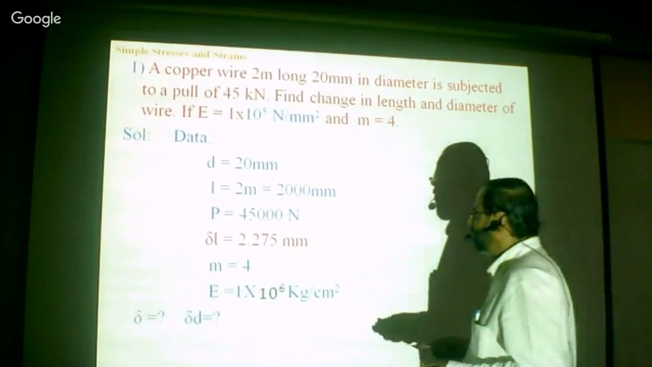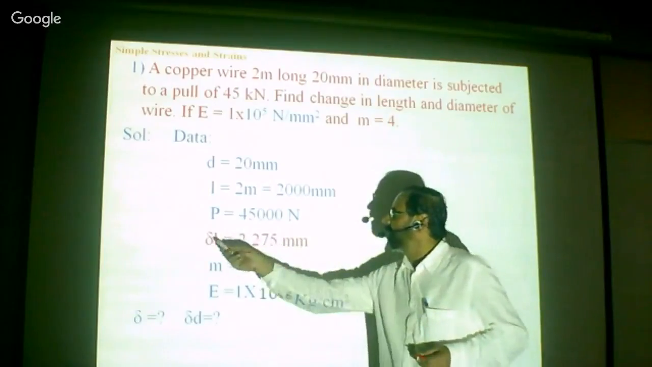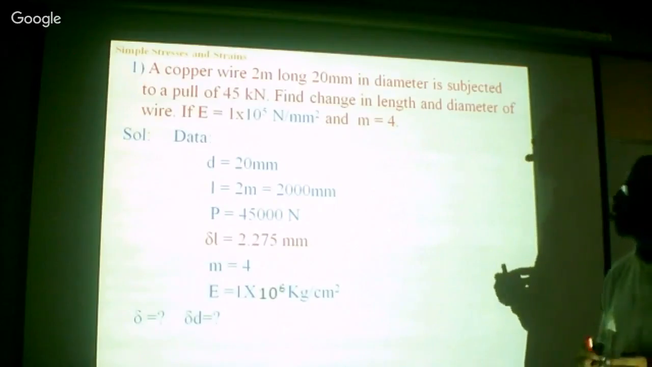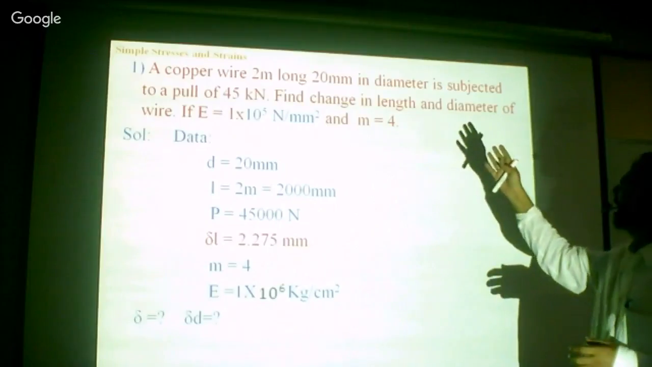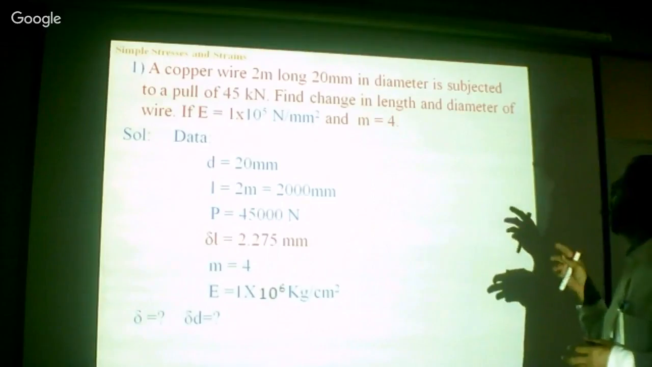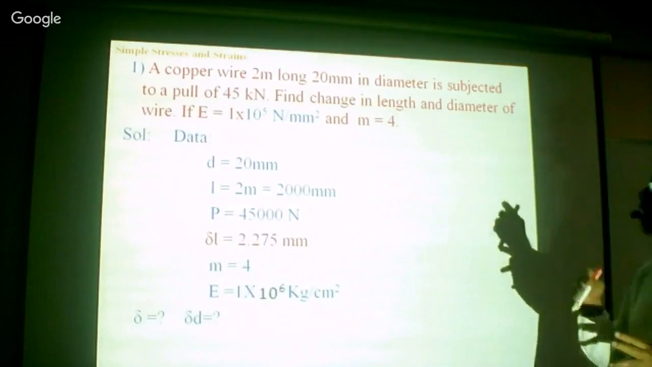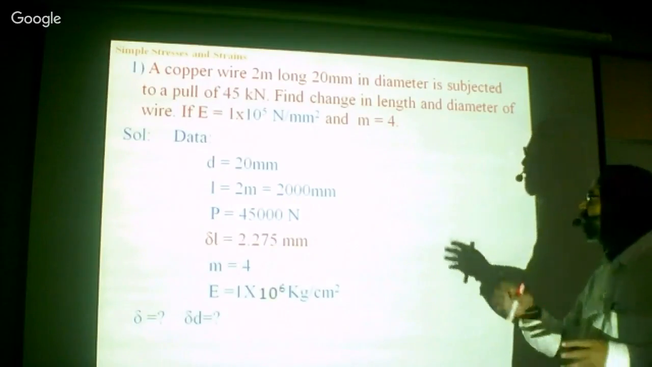Now please understand, there is some wrong data entered here. Now how to calculate this? Already I told you that you should read the problem very carefully. The given data should be very carefully studied. Therefore: a copper wire 2 meter long, 20 mm in diameter is subjected to a pull of 48 kilonewtons. Find the change in length and diameter of the wire, given that Young's modulus of the copper wire is 1 into 10 to the power 5 newtons per millimeter square and m is equal to 4.